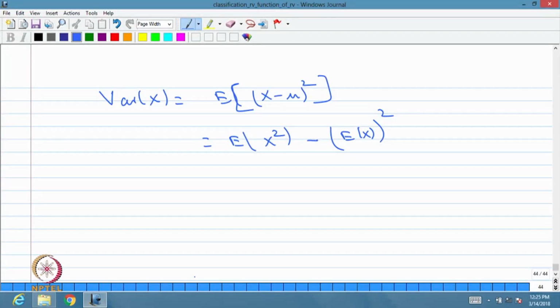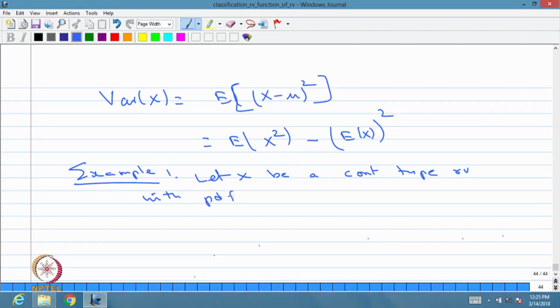So, we can go for simple examples. The first example: let x be a continuous type random variable with the probability density function f of x, the same example, 2 times e power minus 2x, where x lies between 0 to infinity, 0 otherwise.